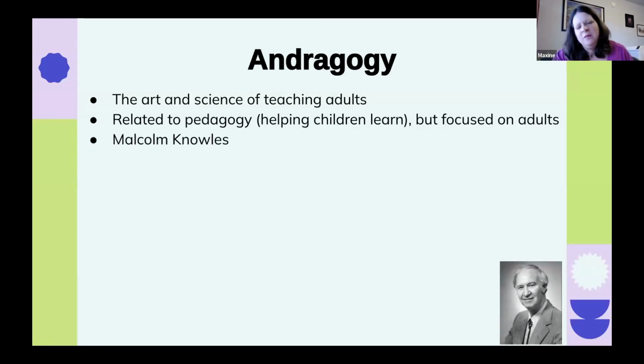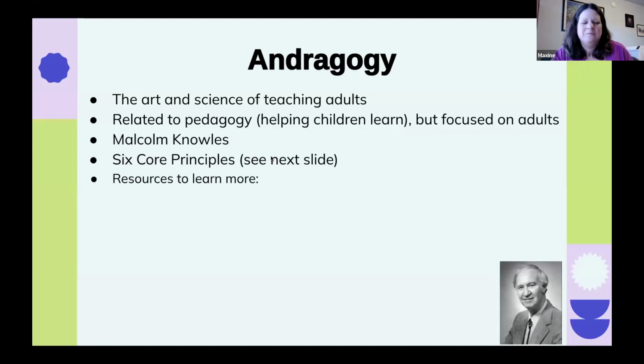The biggest name in andragogy is Malcolm Knowles. There's a little photo of him. But a lot of folks today are really taking his ideas and kind of putting it in a modern context, putting it in a multicultural context. There's some really nice books that have just been published recently. We're going to go over his 6 core principles, which again, you'll see really resonate with a lot of what you were saying as you were thinking about your own experiences.